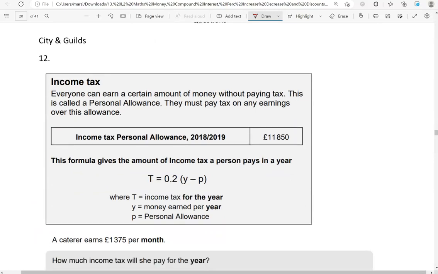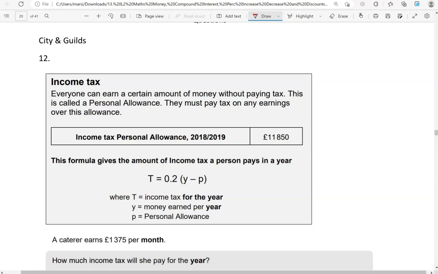Income tax. Everyone can earn a certain amount of money without paying tax. This is called a personal allowance. They must pay tax on any earnings over this allowance. This formula gives the amount of income tax a person pays in a year. T is equal to 0.2 times, in brackets, y minus p, where T is income tax for the year, y is money earned per year, P is personal allowance.